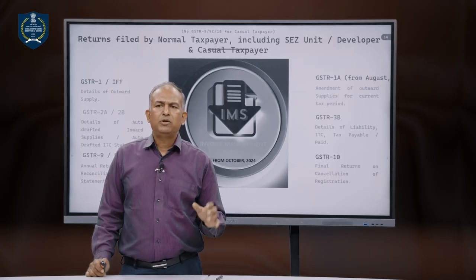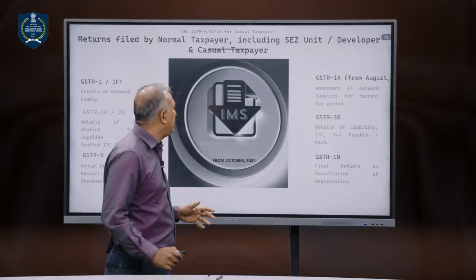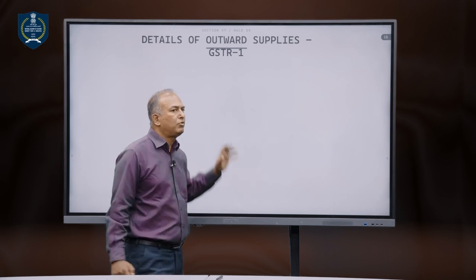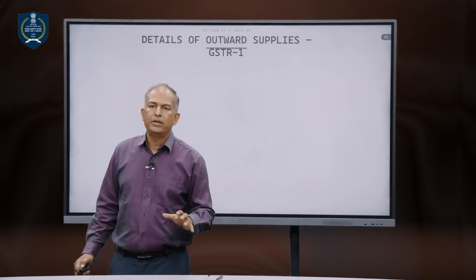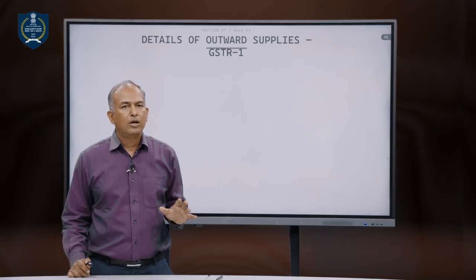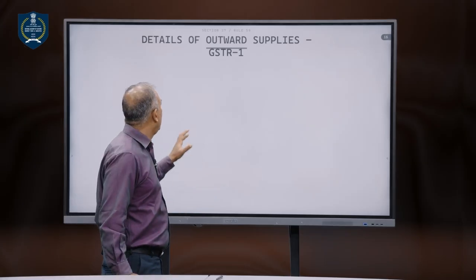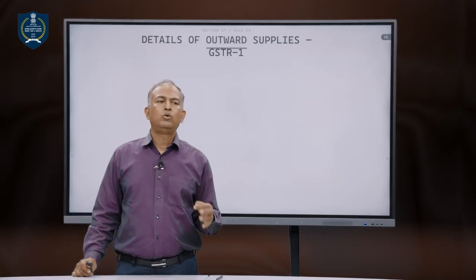Now, when you say GSTR 1, the first thing that comes to your mind is the fact that it is provided under Section 37, Rule 59 of the CGST rules. Now, GSTR 1 is nothing but details of outward supplies.